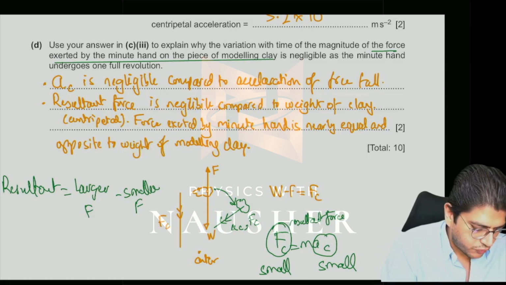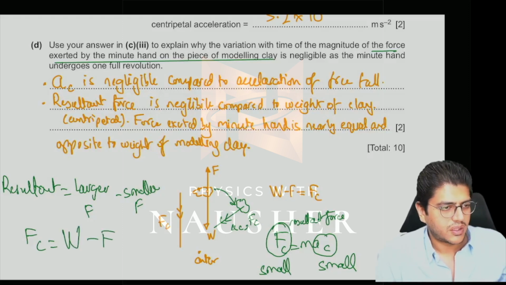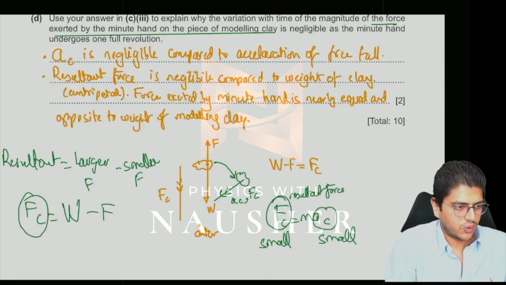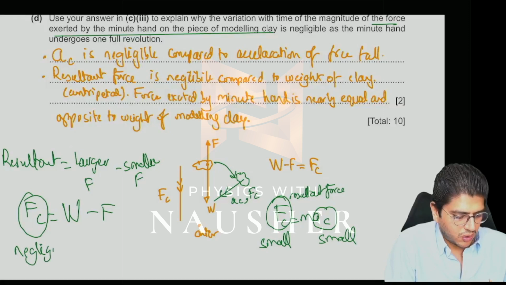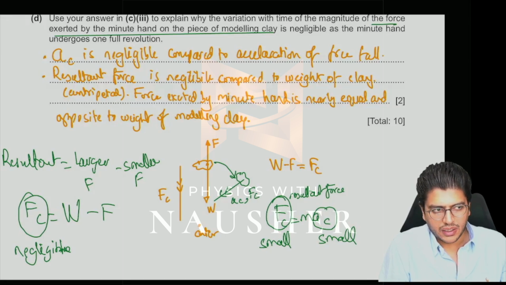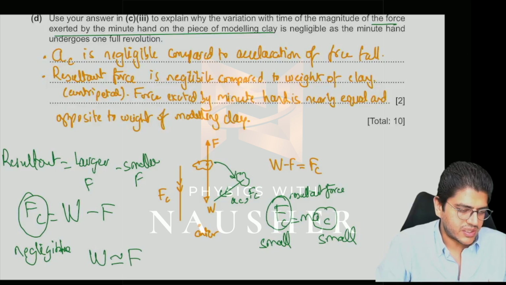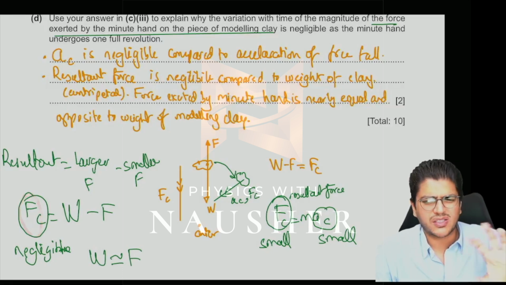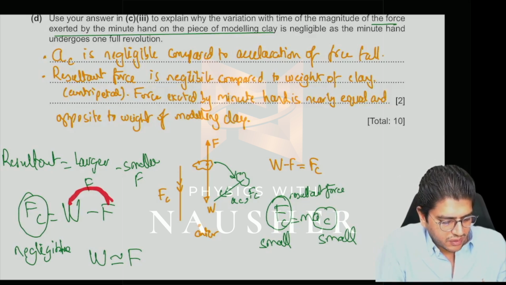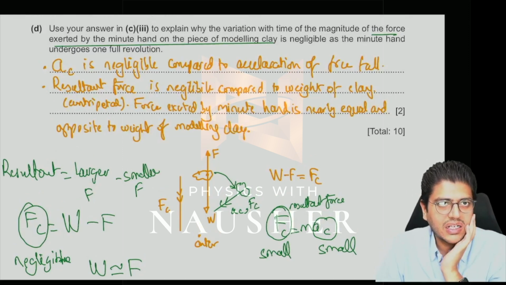So the resultant force, which is your centripetal force, will be equal to the weight minus the force exerted by the minute hand. Now, we've already decided that this centripetal force is negligible. It's very small. And because this is very small, hence your weight will nearly be equal to this F. If this is very small, that means it's almost zero. Almost. What does that mean? That the weight and the force exerted by the minute hand, they're almost the same. And that is exactly what they're asking you for.